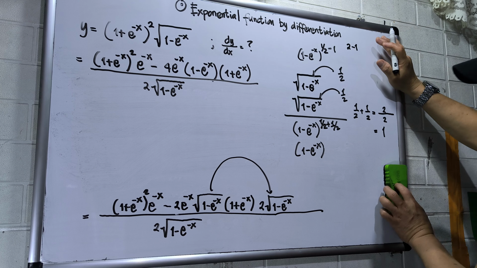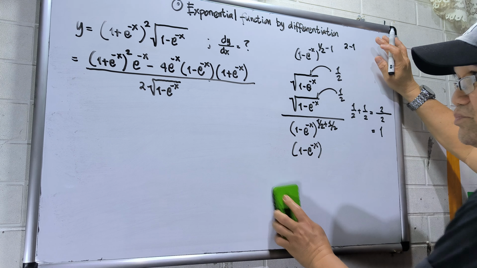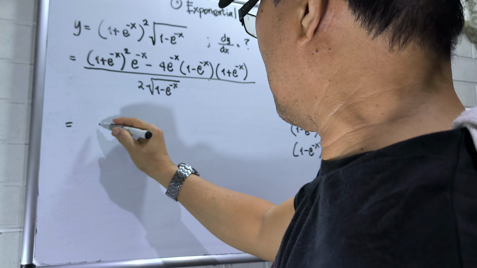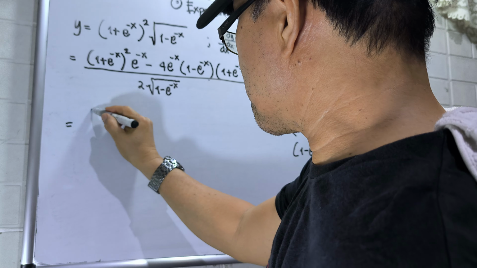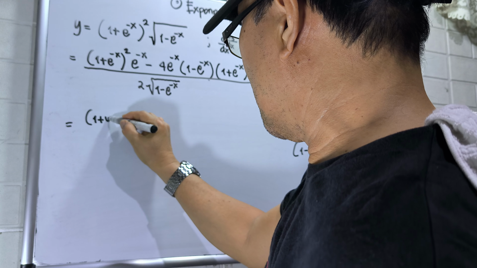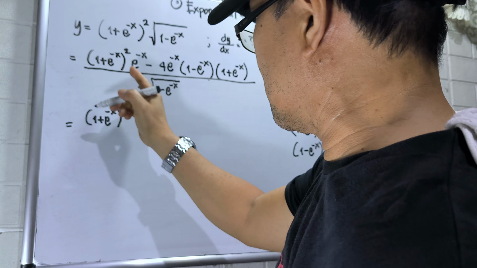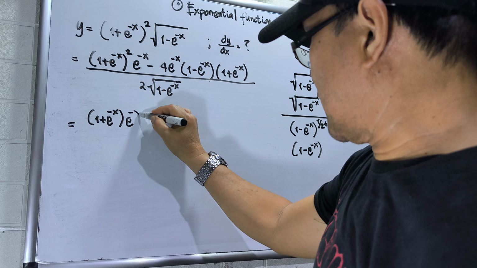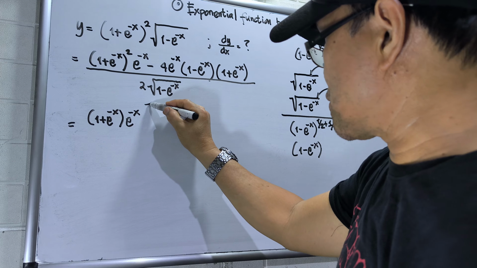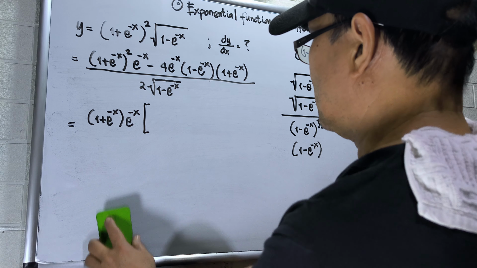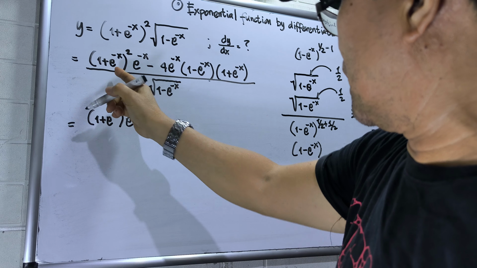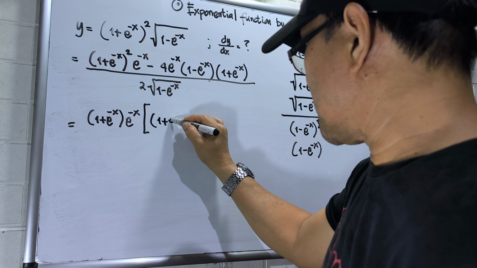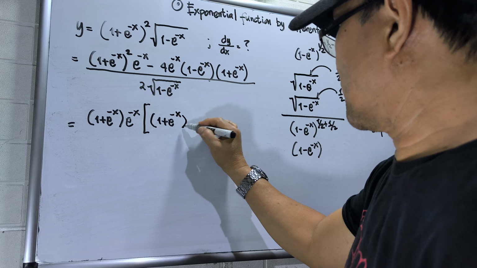Then simplify. Allow me to erase this one. So this will be common. Okay, common will be circle brackets 1 plus e raised to the negative x. Take note, there are 2. So times e to the negative x. Then I will use square brackets. Then this will be 1 circle brackets 1 plus e raised to the negative x.